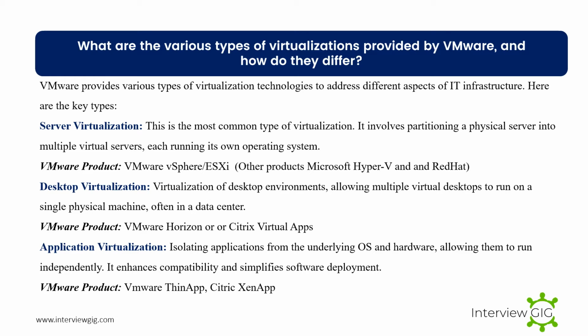VMware provides various types of virtualization technologies to address different aspects of IT infrastructure. Here are the key types. Server virtualization. This is the most common type of virtualization. It involves partitioning a physical server into multiple virtual servers, each running its own operating system. VMware product.